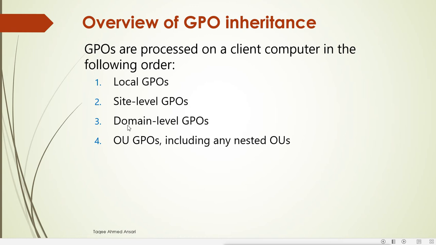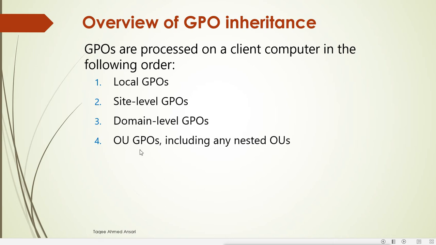then it is going to process the domain level group policy object. So whatever policy is configured on the whole domain, that means the policy which is going to be applied on the whole domain, it is going to be processed third. Then after that it is going to process the organizational unit group policies. That means whatever policy is applied on the OU, it is going to process that, including any nested OUs. If any nested OUs are there inside that particular OU, they are going to be processed one after another.